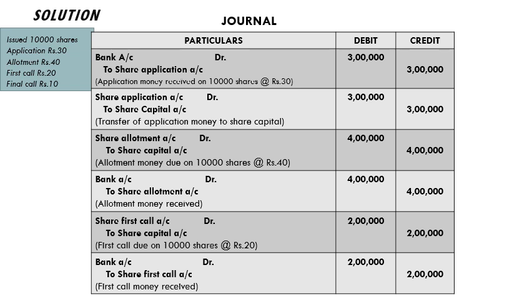The next is the final call. We need to make the final call due. How can we make this final call due? What will be the journal entry? Just think about it. Whenever we made the allotment due, it was share allotment account to share capital, and we received the allotment money. Next we made the first call due, share first call account to share capital, and we received the first call. Then next we need to make the final call due. Then how can we make this?